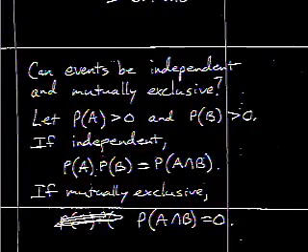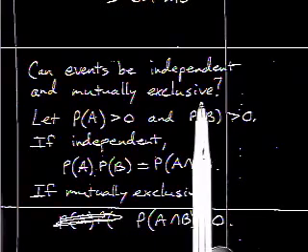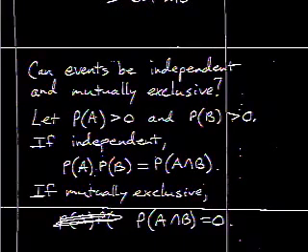Can events be independent and mutually exclusive at the same time? That's a question that a lot of you ask. You get those two things confused, but keep in mind, mutually exclusive is about two events that could possibly occur at the same time, whereas we're talking about independent events where we're talking successive things, one after the other, so to speak.